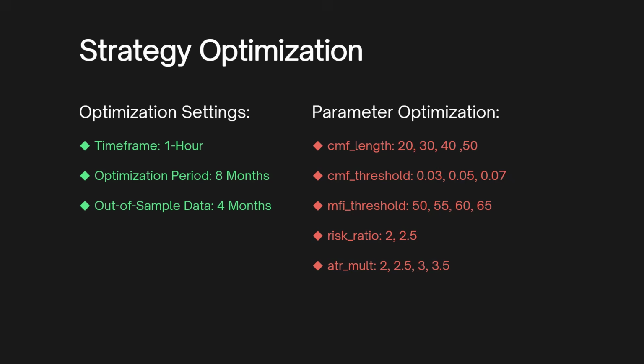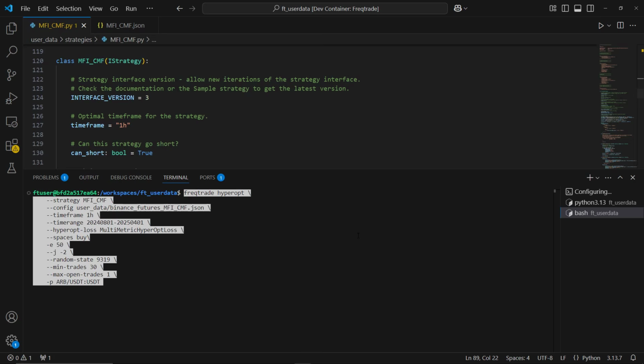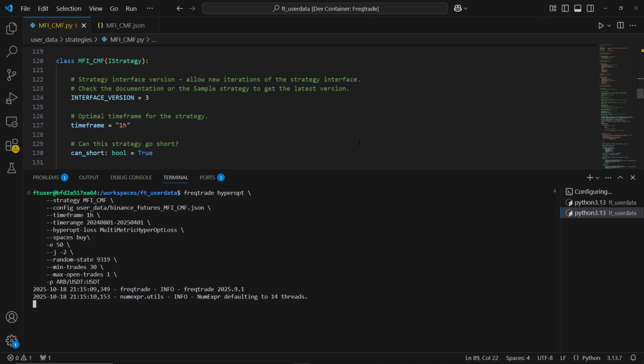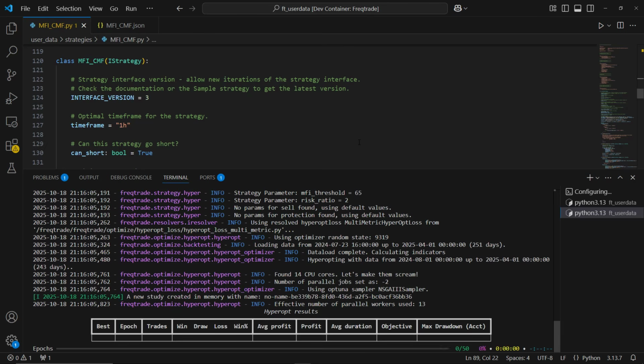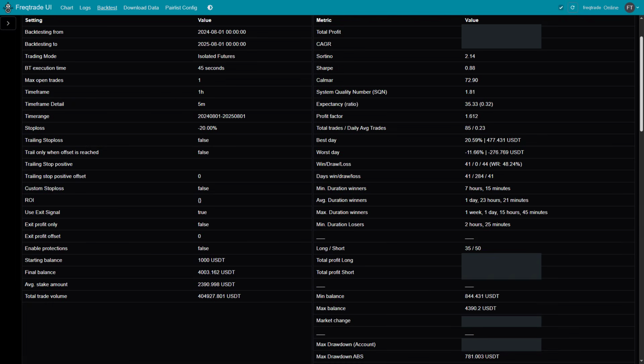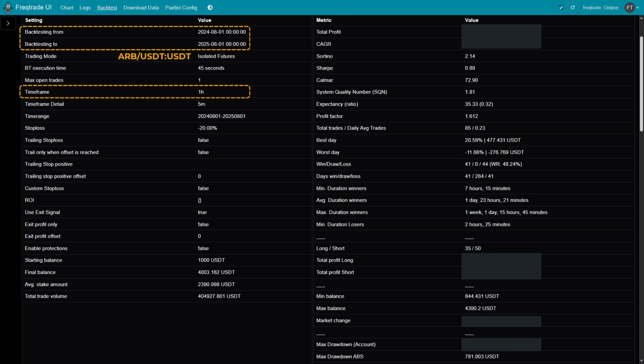We'll use Freqtrade's HyperOp feature to find the best combination of these parameters for maximum strategy performance. Once the optimization is complete, we'll run a full backtest to evaluate how the strategy performs using the optimal settings. All right, let's take a closer look at the backtesting results. We tested the strategy on ARB perpetual futures using a 1-hour time frame over the past year with the optimized settings. Here's what we observed.